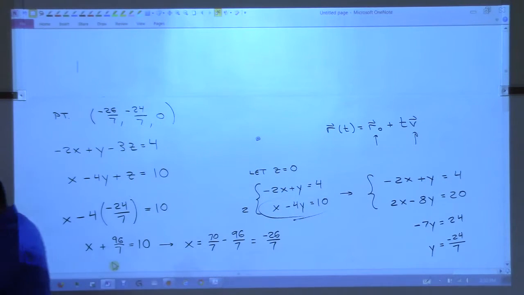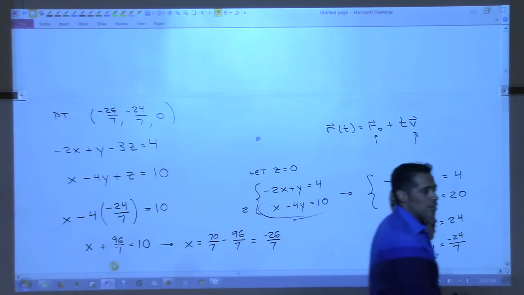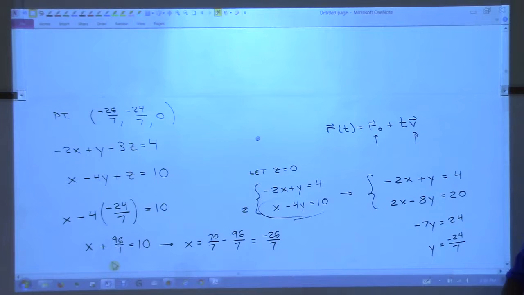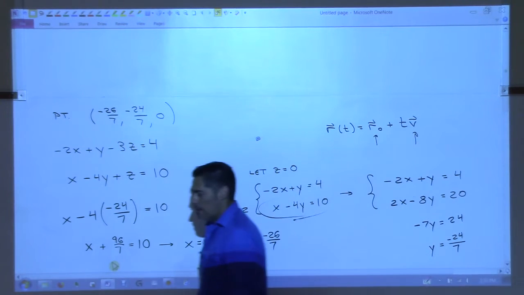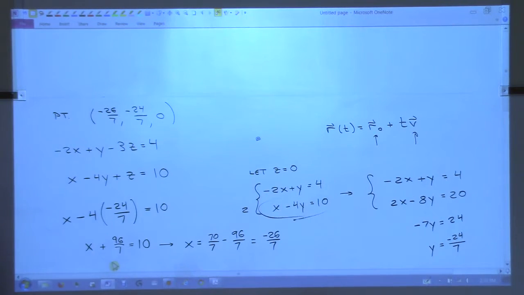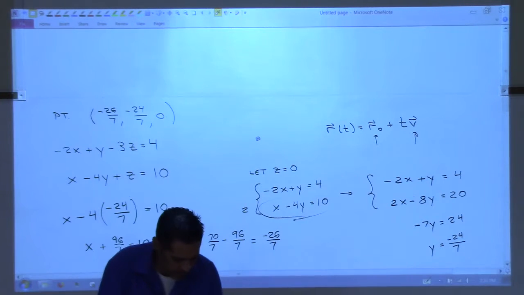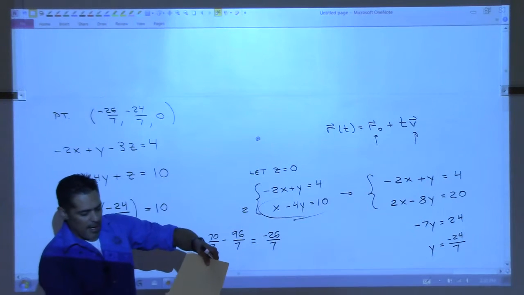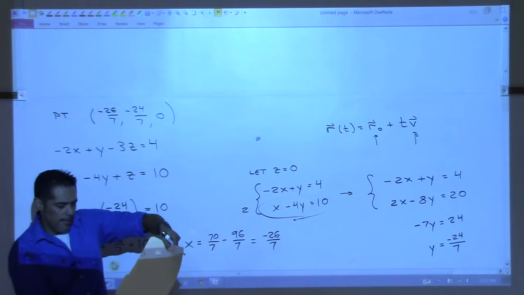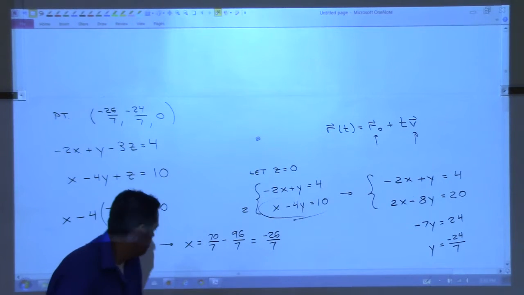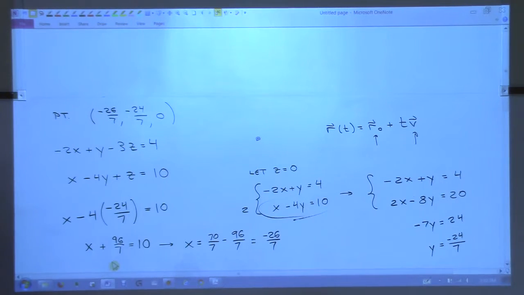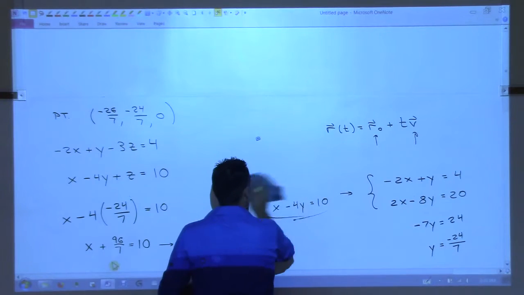Okay, now how are we going to get v? How do we get the direction vector for this line of intersection? This is the key part right here. So if you have two planes that intersect one another, that line of intersection, there's something special about it. There's a way you can get it. There's a way you can get that direction.